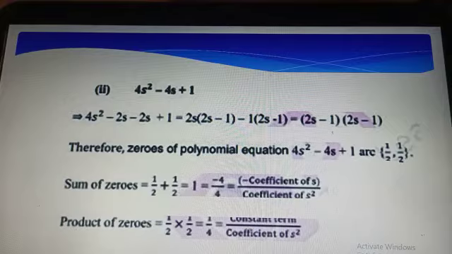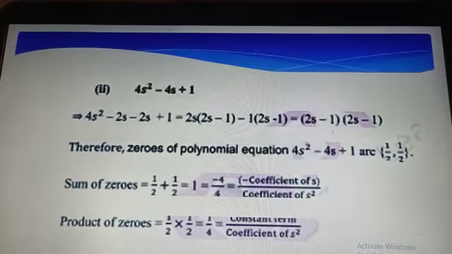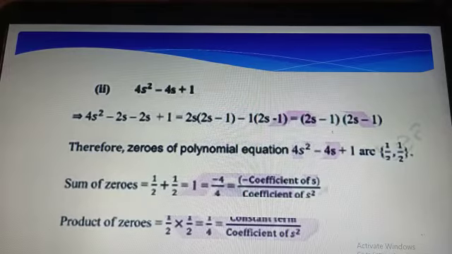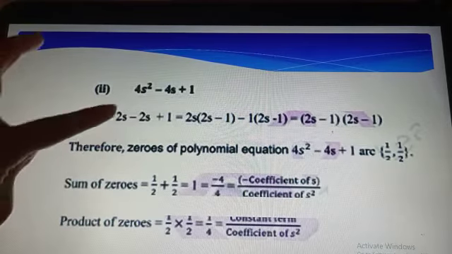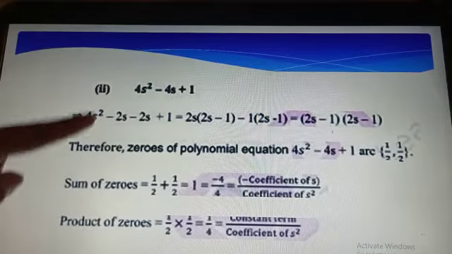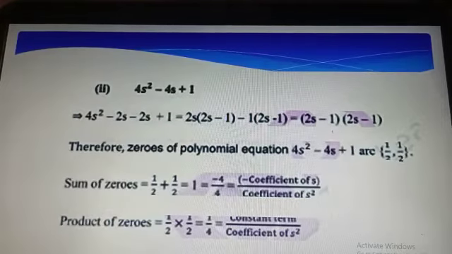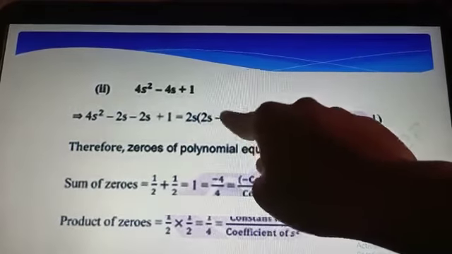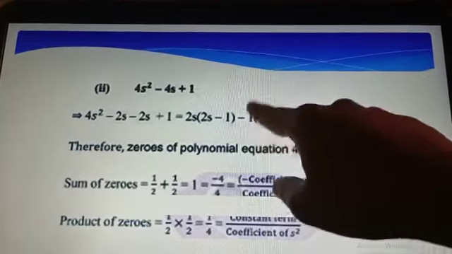4s square minus 4s plus 1. Now what we are going to do is multiply 4 into plus 1, which is 4. Now what are the factors of 4 which we can use to get minus 4? So we are going to rewrite the middle term, minus 4s, as minus 2s minus 2s. So 4s square minus 2s minus 2s plus 1. Put these two in one bracket and these two in one bracket. Take out 2s common. So what is remaining inside is 2s minus 1. Then again in these two also we write 2s minus 1, and minus 1 is common.